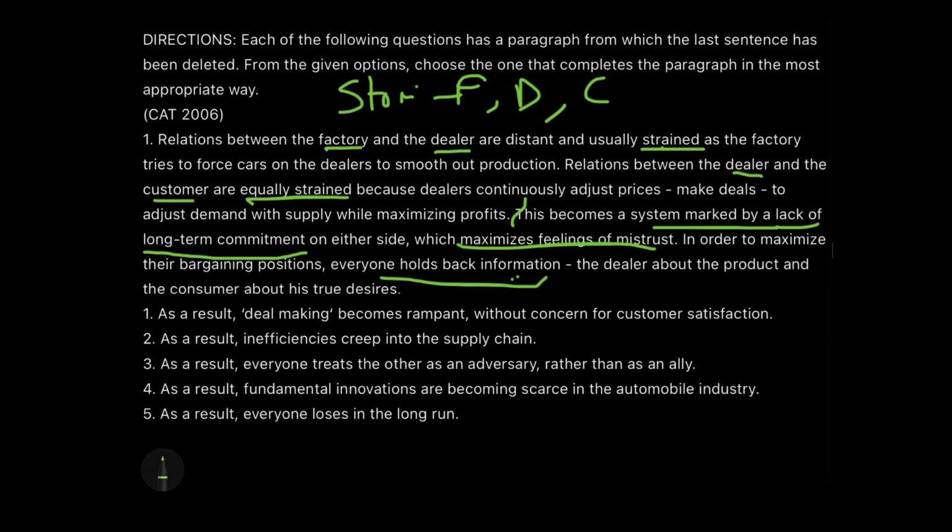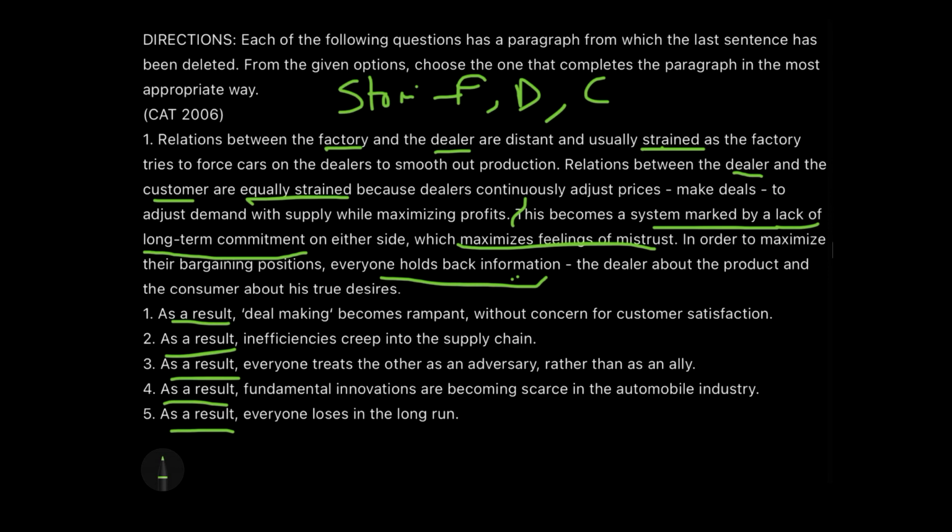See, all the options are starting with the keyword "as a result." If you carefully observe, all the options are "as a result." So hence we know that the options are the effect. So we need a line which will be preceding this cause. What was the cause? The cause was the strained relations because of various reasons. The reason of the factory is mentioned, the reason of the dealer is mentioned, and even the reason of the customer is mentioned, because of his bargaining positions. He holds back information. So what do you find here?